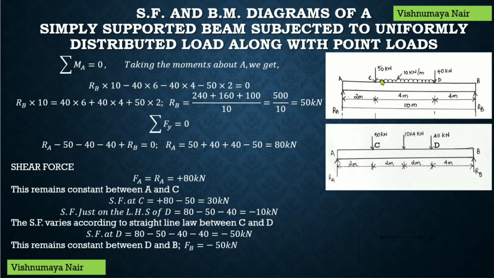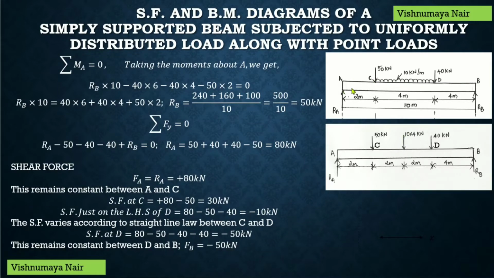We know that for solving the numerical problems, we have to convert the UDL into a point load whose value will be equal to the product of the rate of loading and the length of the UDL. Here the rate of loading is 10 kilonewton per meter and the length of the UDL is 4 meters. So the point load will be equal to 10 into 4 kilonewton and it will be acting at the center of the UDL. The UDL is 4 meters in length, so the center of the UDL will be at a distance of 2 meters from both the points C and D. So the point load will be acting like this.